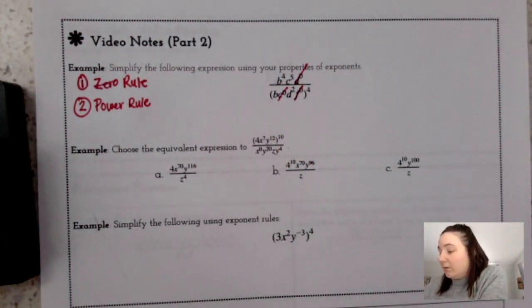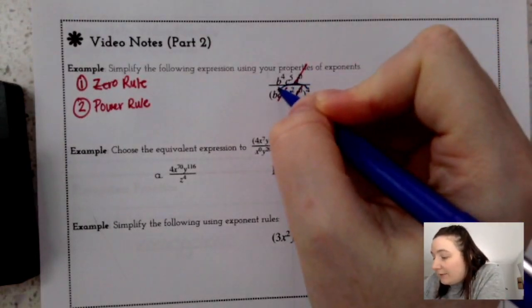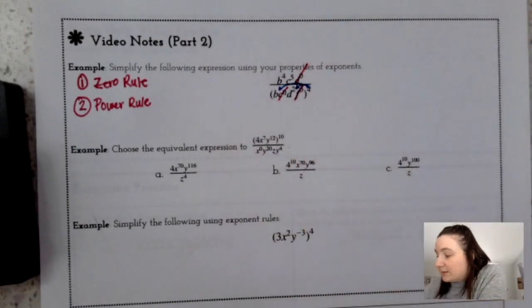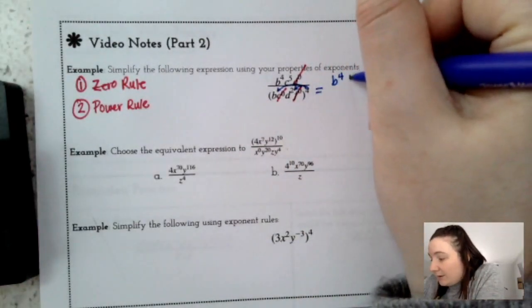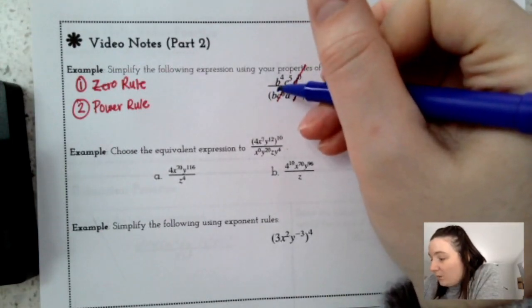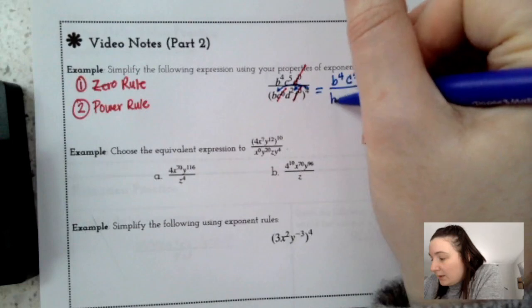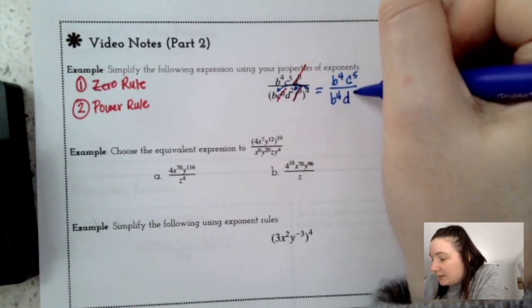And so for the power rule, I want to distribute this 4 to everything inside the parentheses that's left. So on the top I just have b to the 4th, c to the 5th, and on the bottom this is a 1. 1 times 4 is 4, and then 2 times 4 is 8.